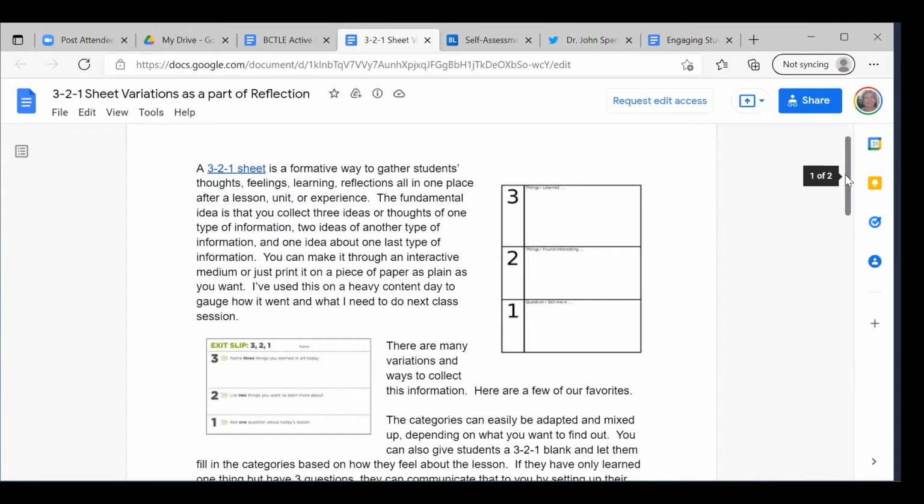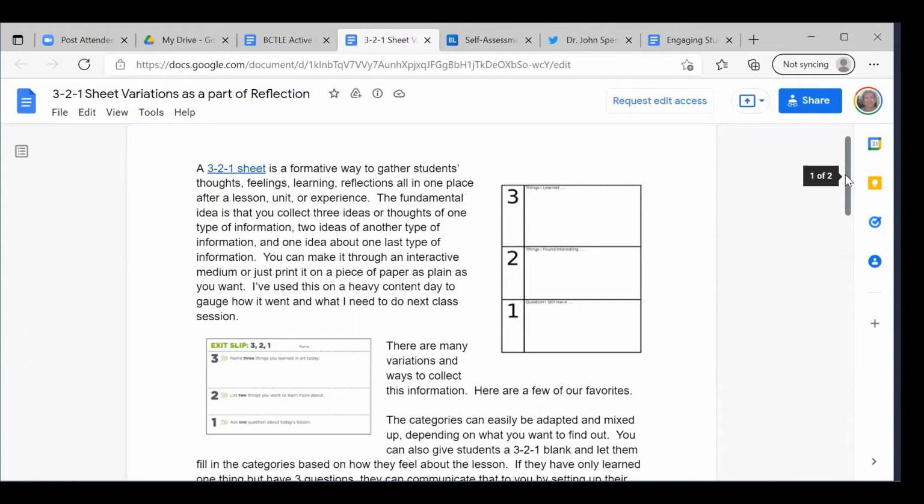Sometimes it's used as an exit ticket. A lot of the time I don't use it as an exit ticket. I will use this as a mid-lesson evaluation. We've been doing something for 20, 25 minutes, and I need to know where we're at with our thinking. So I actually hand out the 3, 2, 1 sheet. On a 3, 2, 1 sheet, you collect 3 ideas of one kind, 2 ideas of another kind, and then 1 more piece of information in another form.